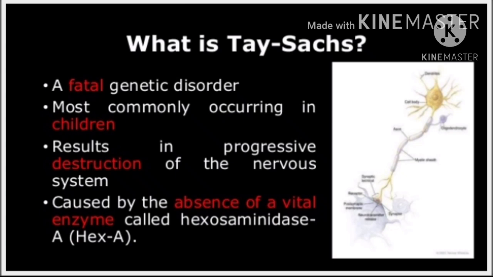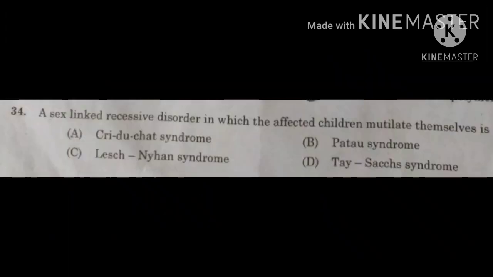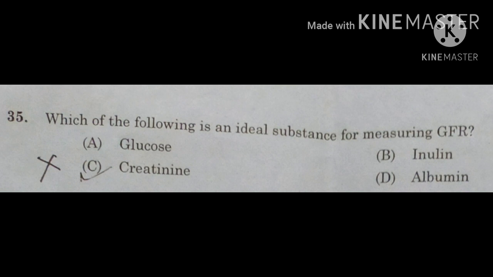It is due to the absence of a vital enzyme called hexosaminidase. This hexosaminidase, or Hex A, is essential for ganglioside metabolism. I hope now you people got the correct answer for this question. Yes, the correct answer is option C, Lesch-Nyhan syndrome. Lesch-Nyhan syndrome is characterized by self-mutilation. Let's move to the next question.